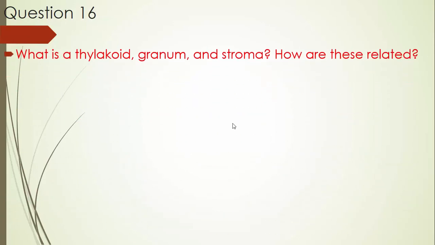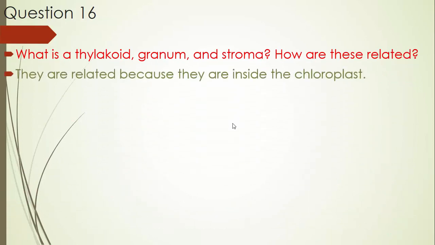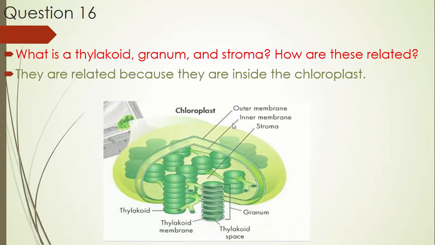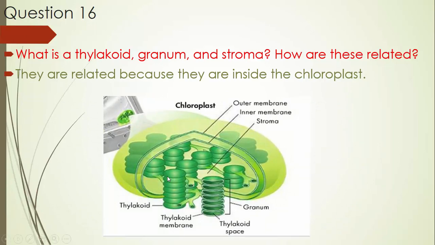Number 16, what is a thylakoid, granum, and stroma? How are these related? So we looked at this earlier. They're related because they're inside the chloroplast. The thylakoids are the individual pieces. The granum are the stacks of those individual pieces, the thylakoids. So granum are the stack of thylakoids. The stroma is the open space. And this open space, or this liquid that is known as a stroma, that's where the Calvin cycle takes place, which is light independent. We know that the Calvin cycle has to take place in the stroma because there are no thylakoids. And inside the thylakoids, you find the chlorophyll, which are the light-absorbing pigments. Granum are the stacks of thylakoids.